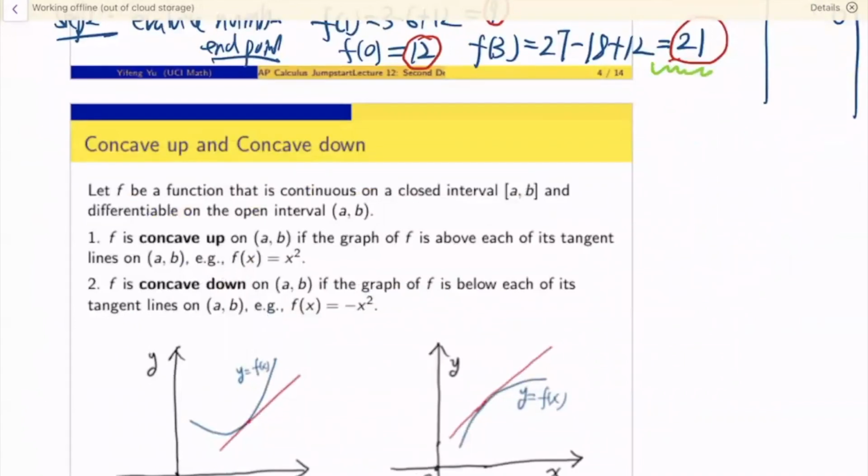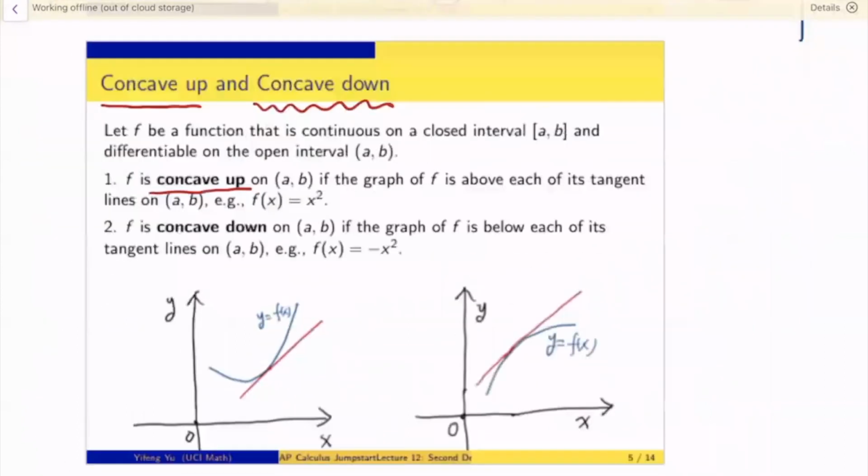And there are 2 kinds of concavity. One is concave up, and the other one is concave down. All right, so first let's do a concave up. Okay, let's look at the graph of the function. So this is concave up. Let's look at this, concave up.